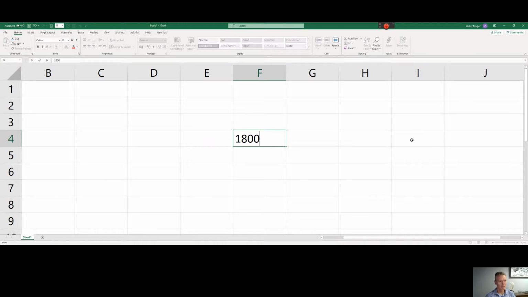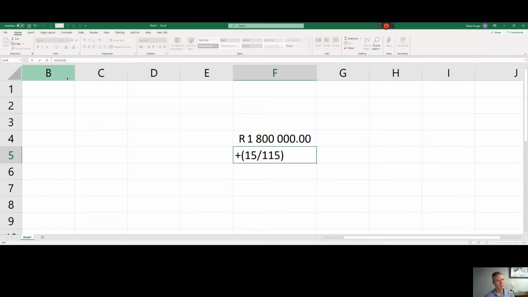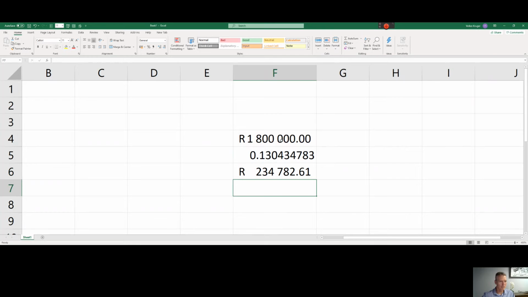So let's work with the 1,800,000 rand as the purchase price for the property. Then if the VAT is included, you would do a calculation of 15 divided by 115. 15% is, of course, the current rate for VAT, and it used to be 14%, but now it's 15%. You work on the 15 divided by 115, and that result is then multiplied with the relevant purchase price, in this case 1.8 million rand. So the result would be the 234,000 rand that is then payable as VAT.